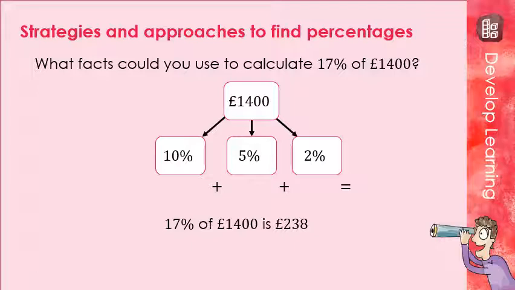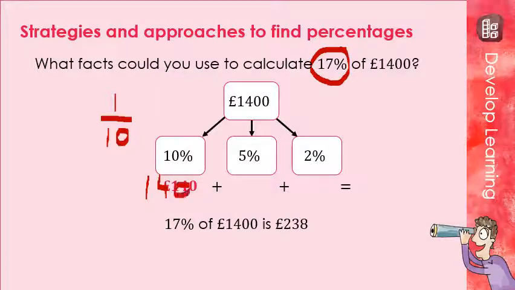1,400, and it's been partitioned into 10, 5, and 2 because we're trying to find 17%. So 10% is nice and easy to find. We know that 10% is equivalent to 1/10 of the full number, and therefore we need to divide 1,400 by 10, which would be 140. So we know 10% of that number is 140.